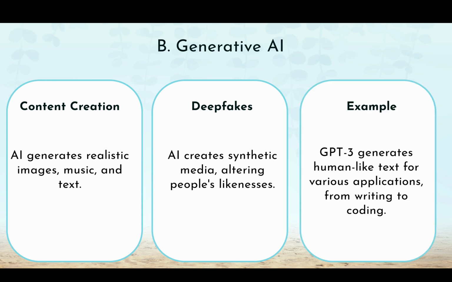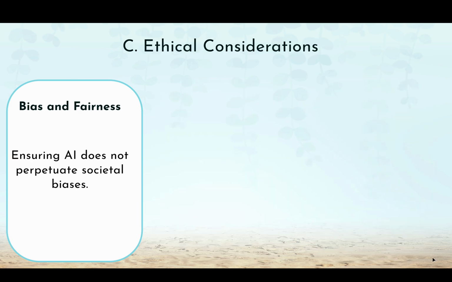Example: OpenAI's GPT-3 is a leading example of generative AI. It generates human like text that can be used for a variety of purposes, including writing articles, answering questions, automating customer support, and even generating code. GPT-3's ability to create coherent and contextually appropriate text showcases the potential of generative AI in numerous applications.